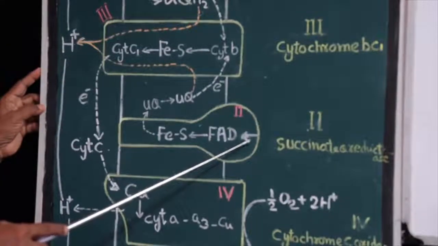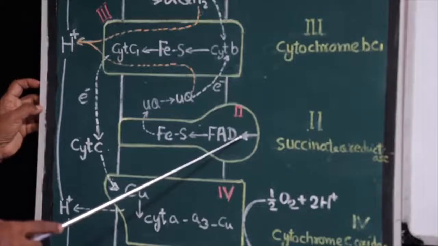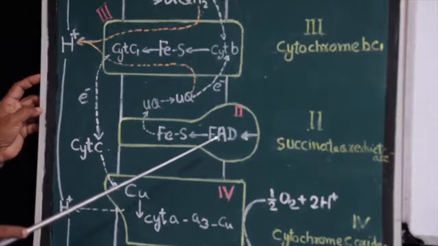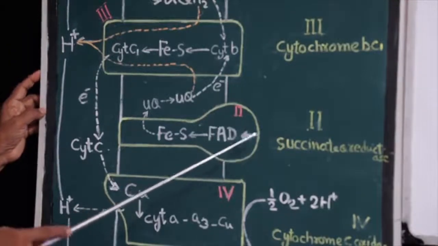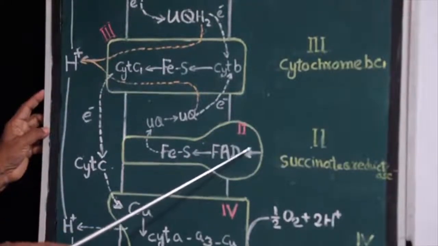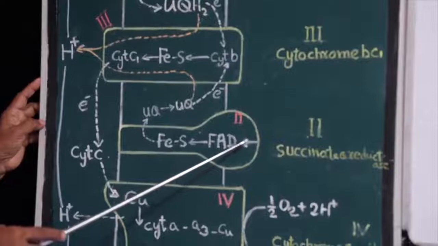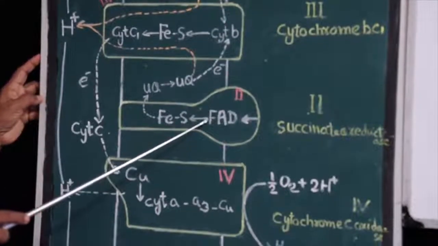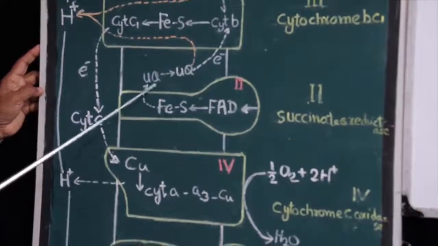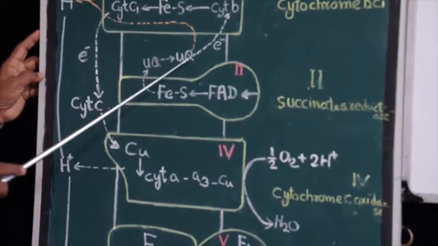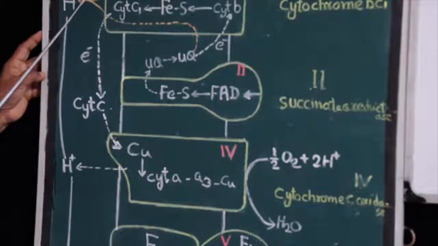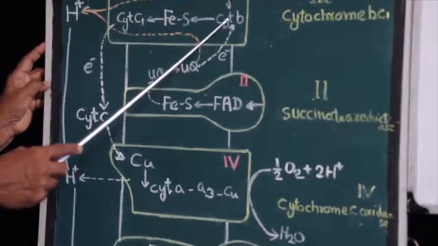You know, FADH2 is formed in the Krebs cycle when succinate is converted to fumarate. So, the Krebs cycle takes place in the matrix. From the matrix, FADH2 is oxidized to FAD. There the electrons are passed into the iron-sulfur protein, electron and proton, and then to ubiquinone. When it reaches ubiquinone, the proton is transferred into the intermembrane space, and the electron to cytochrome b.